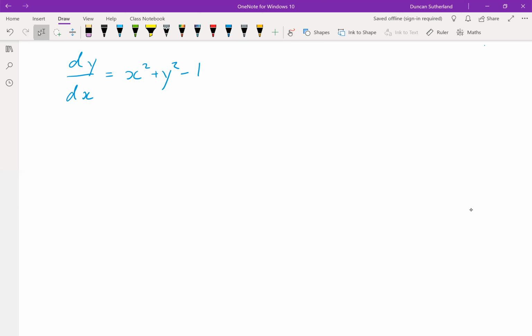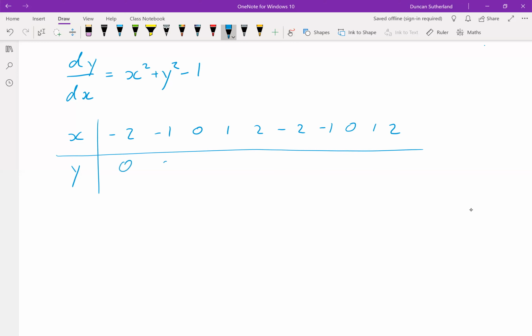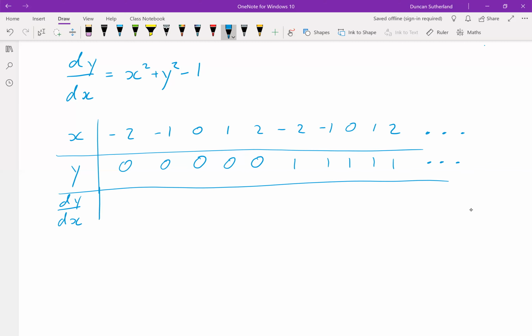I'm just going to go through a table of points before I start to do my drawing now, though. So you can see the sort of thing that I'd end up with here. You can imagine me keeping going, writing this table out.